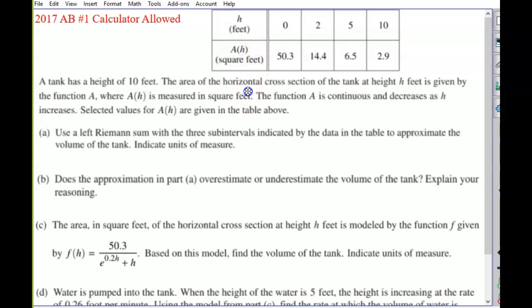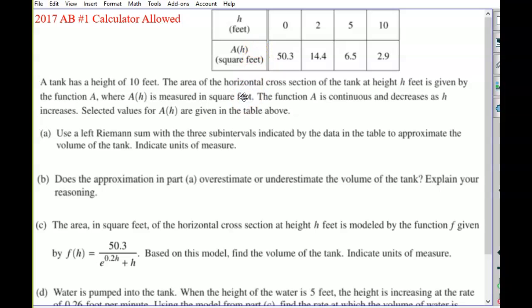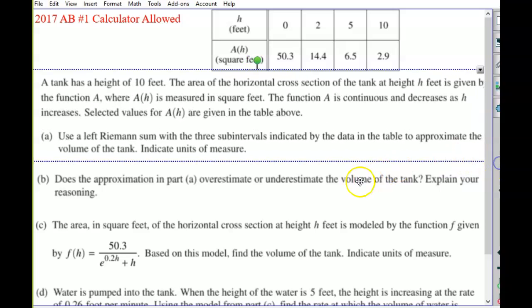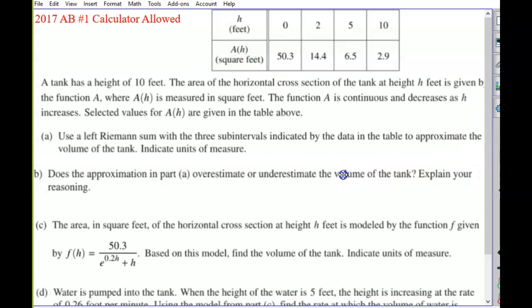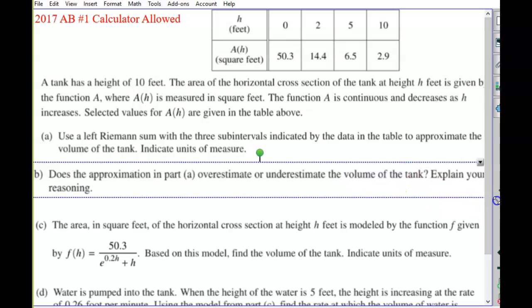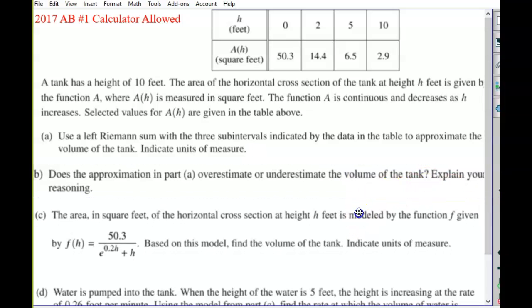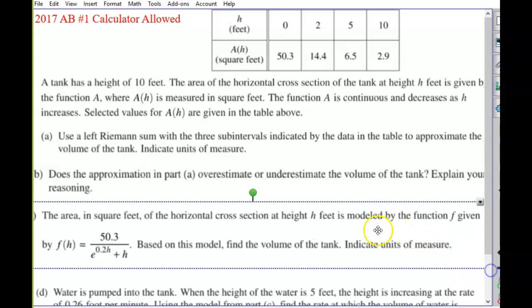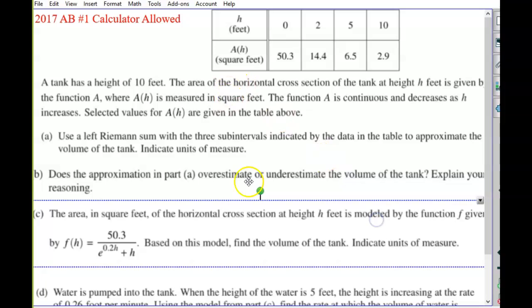And speaking of, I'd like you guys to try this. We're going to go about 15 minutes on it, and then we'll go over it together. And this one is calculator allowed.